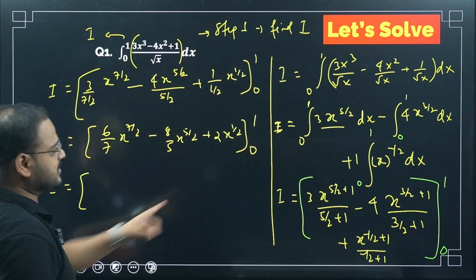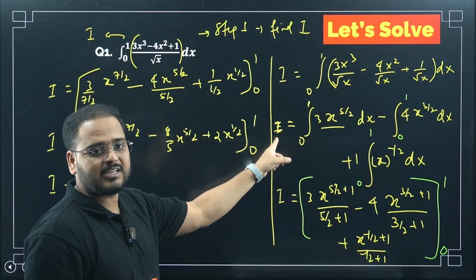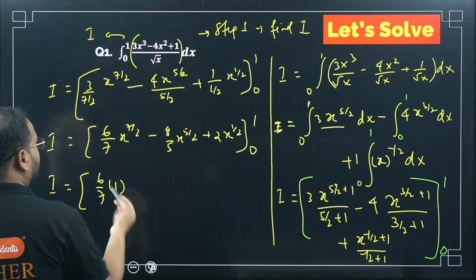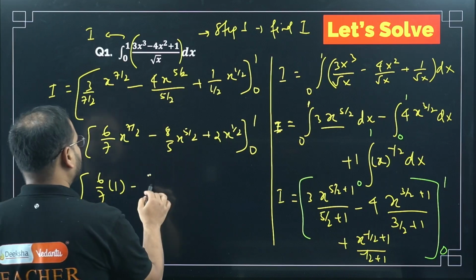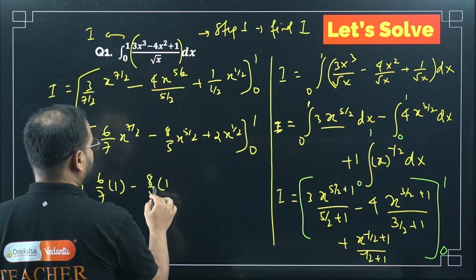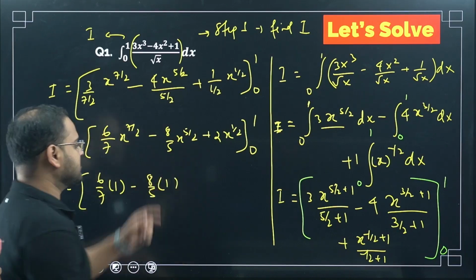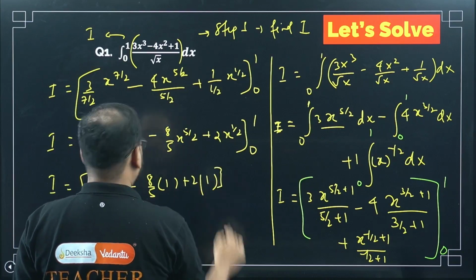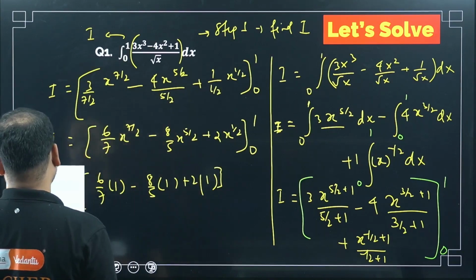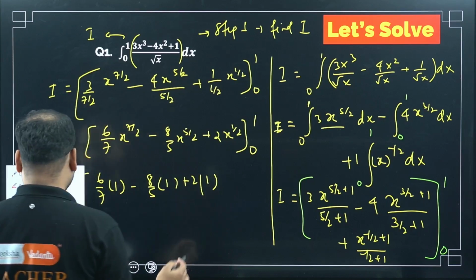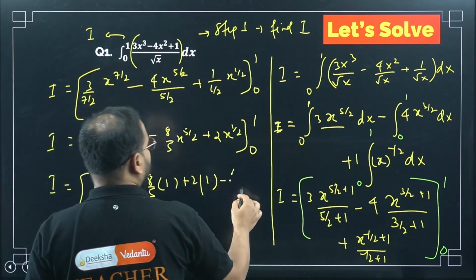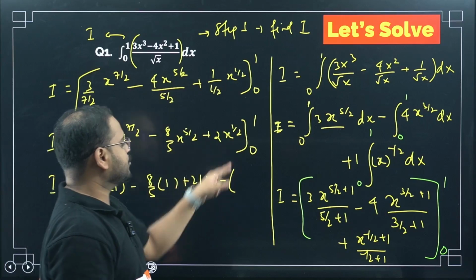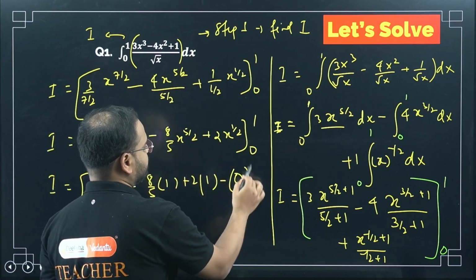Tell me. For the upper limit first, I'll write 1 wherever x is. So 6 by 7 times 1 power something will be the same, 1. 8 by 5, 1 power something will again be 1 only. Plus 2 times again 1 only. This is my upper limit. What about my lower limit? For the lower limit, please check, put 0 here. 0 power anything will be 0. Again 0, 0. So I can simply write here 0.